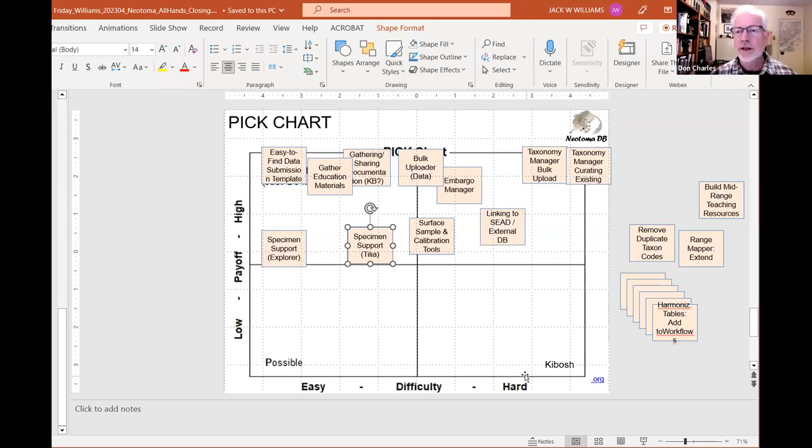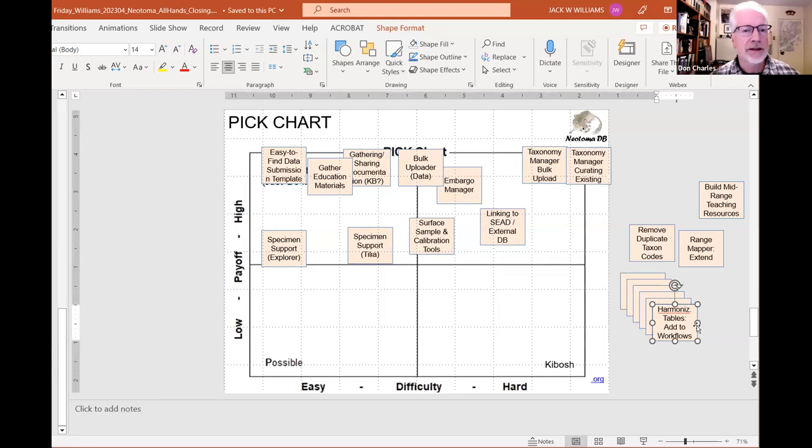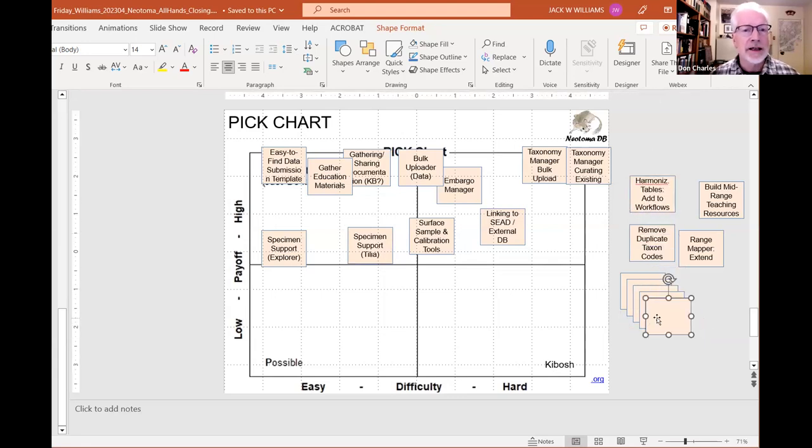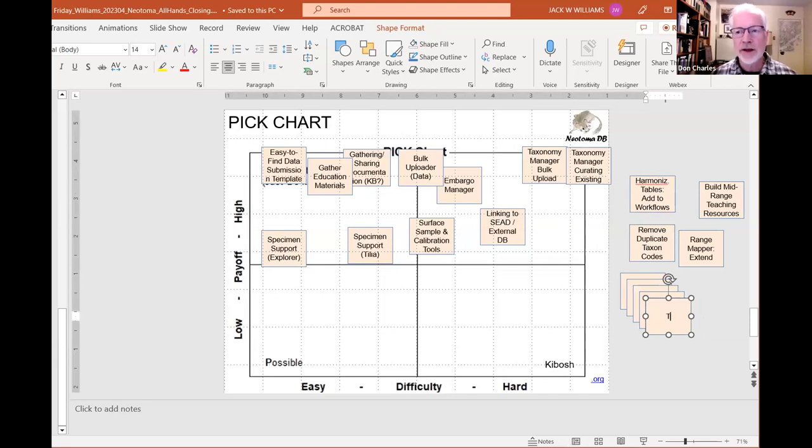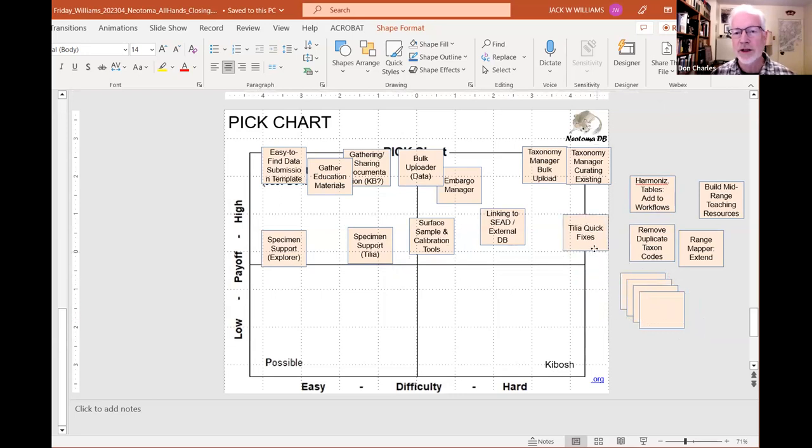Speaking of Tilia, since you said that one of the processes that's hardest and slowest is entering data, I think anything that's going to help with that should be a high priority. One of the things people have mentioned are these quick fixes in Tilia that would make things a little bit easier and provide support. So I know you have specifically the specimen support, but there are other aspects of Tilia. Yeah, there you go, Tilia quick fixes.